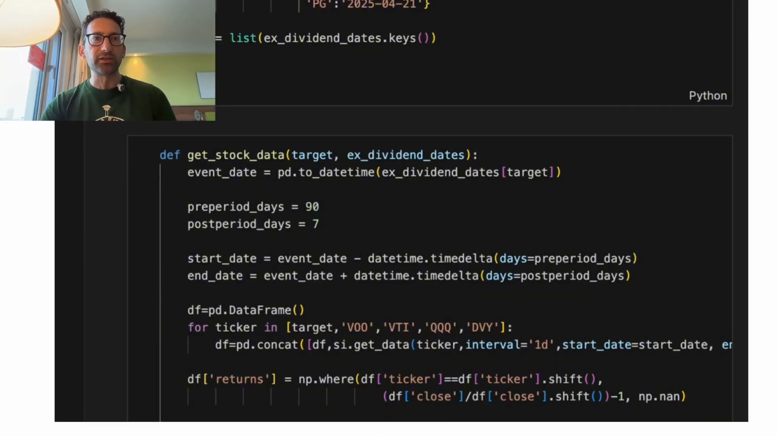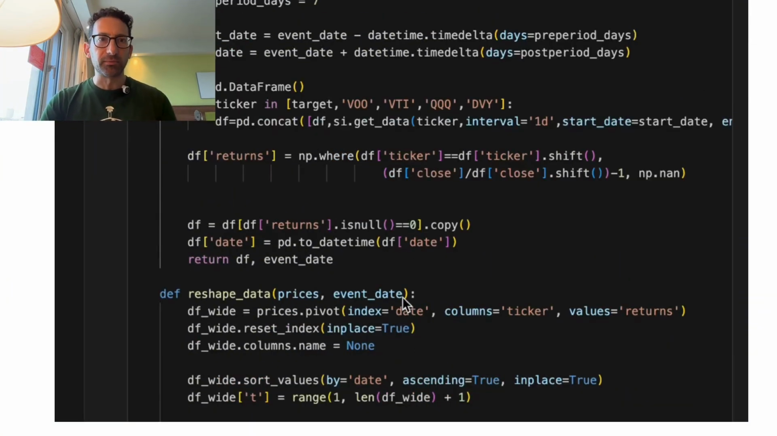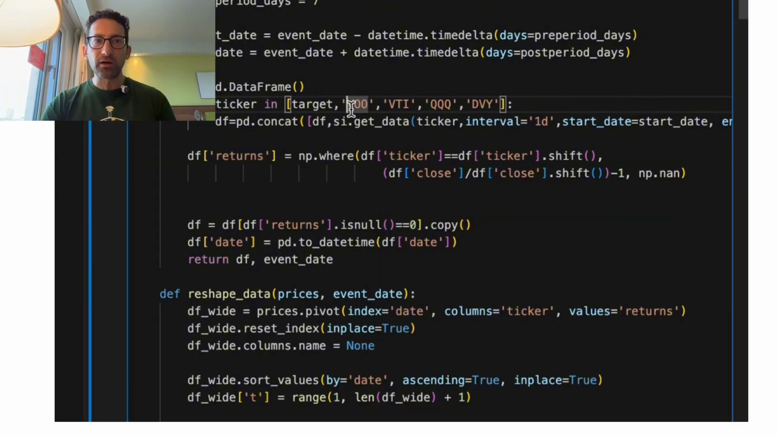You can see here I just picked AT&T, their last ex dividend date was on April 10th. Coca-Cola was on June 13th. CVX was on May 19th and so on. And so for each one of those stock ticker symbols, we're going to take the event date and pull in stock prices before and after that ex dividend date for that company, as well as some stock market indexes such as VOO and VTI and QQQ and DVY.